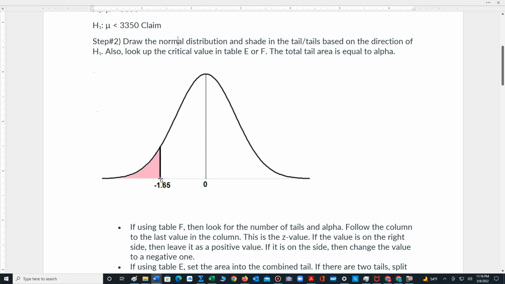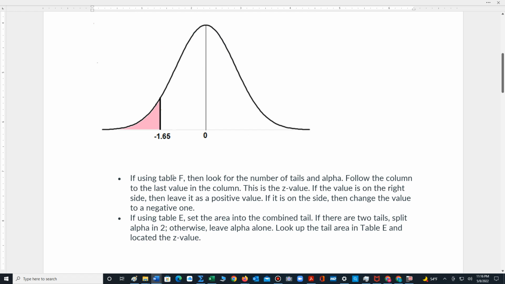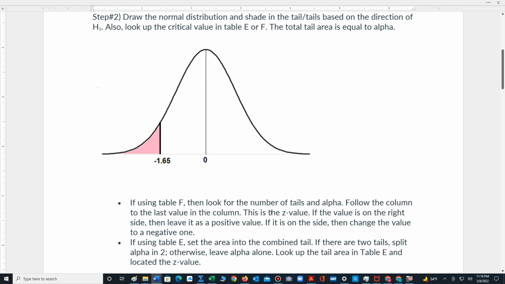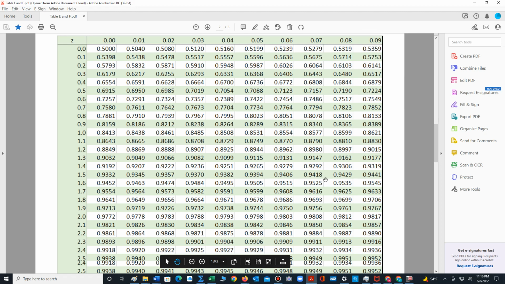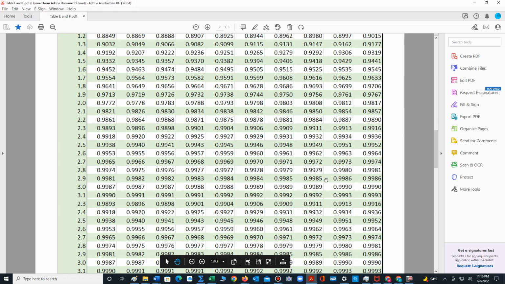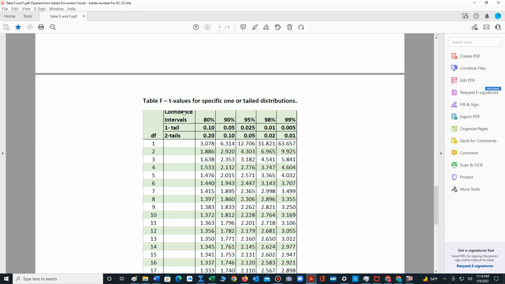Our next step is to find the critical value. So we could use table F to find the critical value. I would strongly recommend using table F. So let's take a look at table F. In table F, we ignore the confidence intervals and determine if we have one or two tails. We have one tail. The next step is we have to locate alpha.